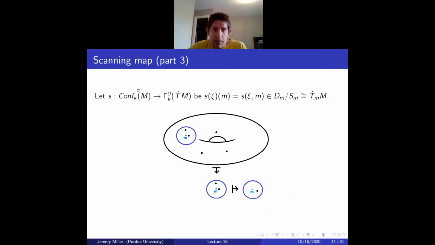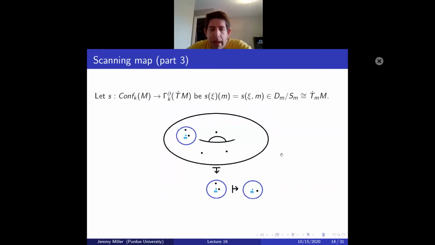So the scanning map is just going to be the map that sends a configuration to a section. Given a configuration and a point, we need an element in the fiber, and we just use this construction. You pick some disk, and then you look at what points are in that disk, and then you zoom in a little bit more, so you only see at most 1 point.